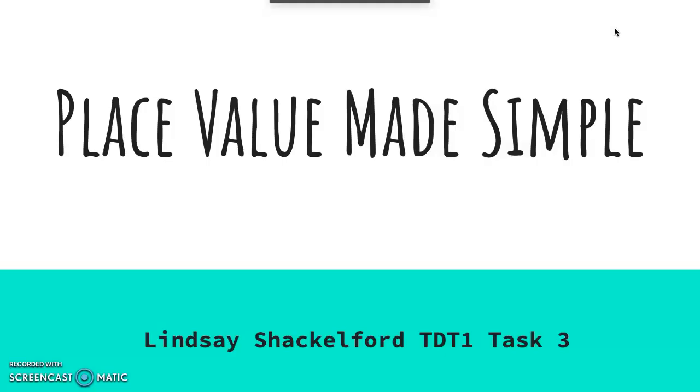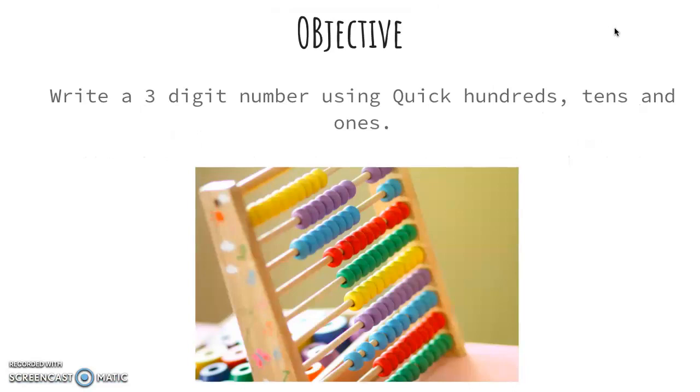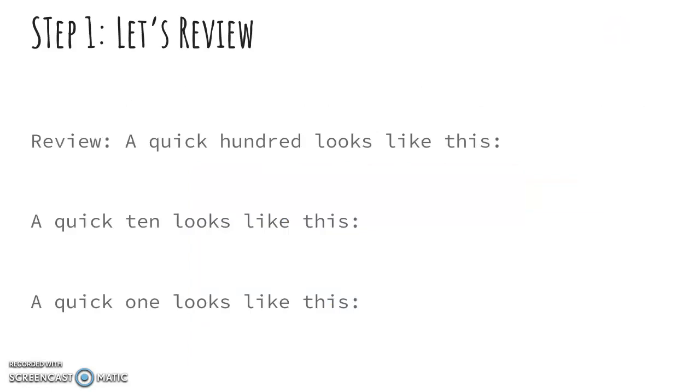Hi boys and girls, today we're going to talk about place value. Our objective is to write a 3-digit number using quick hundreds, tens, and ones. Let's review before we get started.